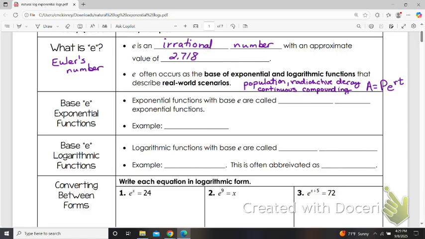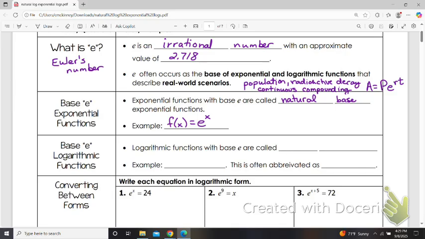And so exponential functions that have a base of E are called natural base exponential functions. Not nature base, natural base. And so an example, we might write f of x or y is equal to e to the x. So it's still an exponential because there's still an x in the exponent, but the base is e.